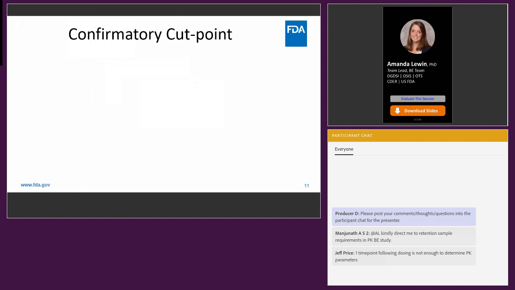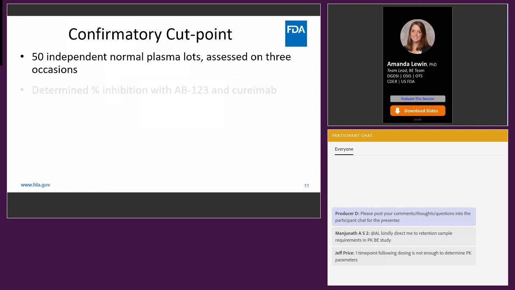The firm determined the confirmatory cut point in a similar manner to the screening cut point. So they used 50 independent normal plasma lots, again assessed on 3 separate occasions. The independent plasma lots were assessed unspiked and spiked with either AB123 or Curamab to determine the percent signal inhibition.